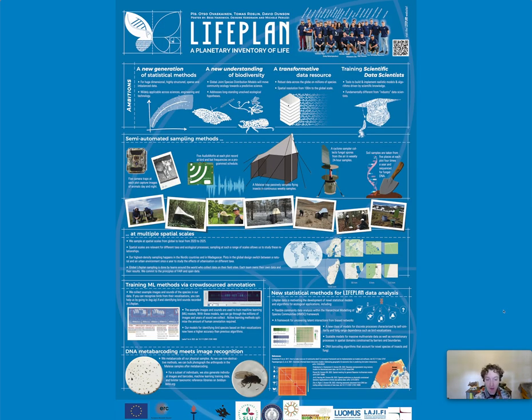So for machine learning and computer vision folks, often the first question is, well, what's the data? I'm part of a collaboration led by the University of Jyväskylä, University of Helsinki, and Duke University, and it's called LifePlan. Now, LifePlan aims to build a planetary inventory of life and has enrolled 100 teams worldwide to collect different types of biodiversity data. Now, this is a whole poster for the project. I'm not going to spend too much time on it, but I do want to point out the types of data that's being collected in the project.